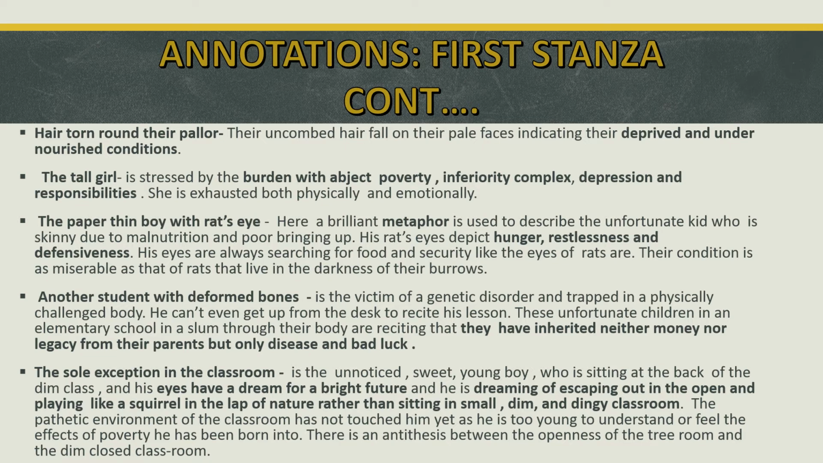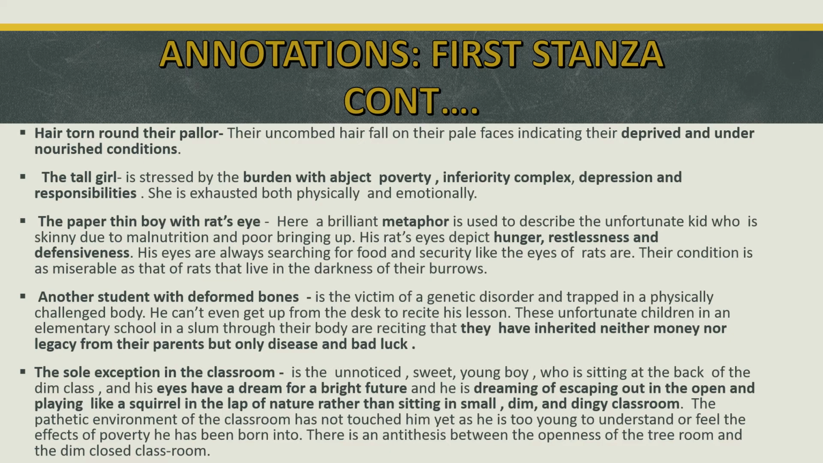The paper-thin boy with rat's eyes. Here, a brilliant metaphor is used by the poet to describe the unfortunate kid who is skinny because of malnutrition and poor upbringing. His rat's eyes depict nothing but hunger, restlessness, and defensiveness. His eyes are always searching for food and security, like the eyes of rats are. Their condition is as miserable as that of rats that live in the darkness of their burrows.